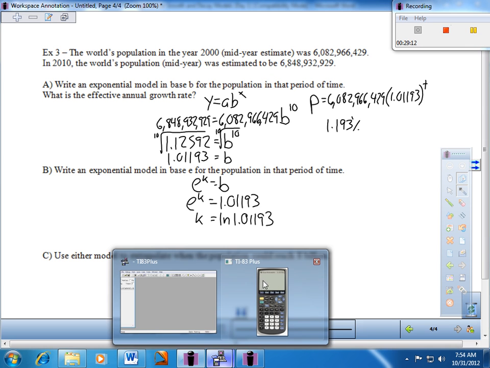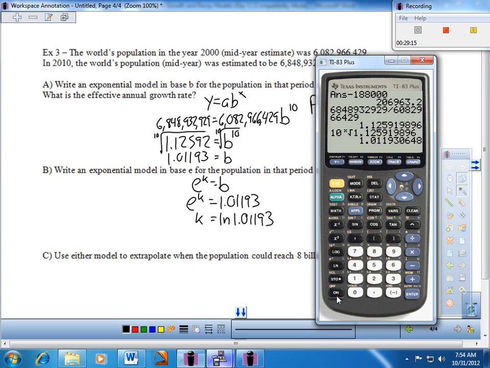I'm going to bring my calculator up one more time. And I'm going to go ln 1.01193. And hit enter on that. And you can see it's just a touch lower than the 1.19%. It's at about 1.859. And so that's going to be our k. Let me just make sure I've got that.